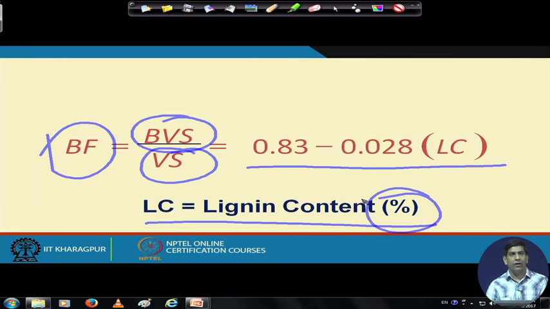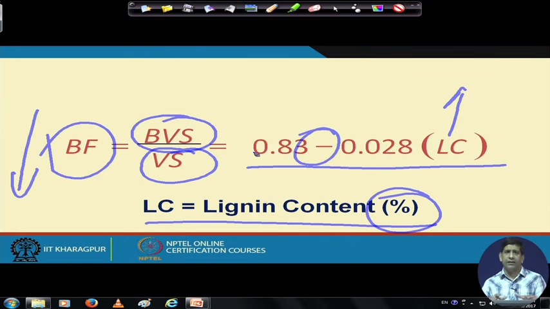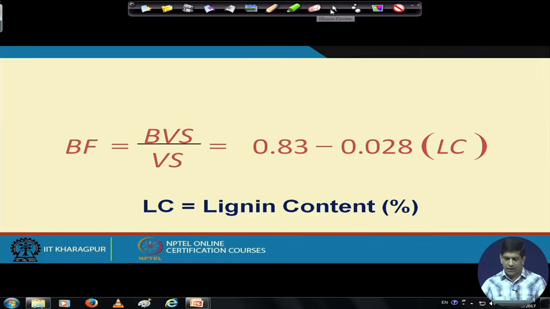So you need to be careful. You need to remember that it's always lignin content in percentage. So 0.83 minus 0.028 times the lignin content, where the lignin content is expressed as percent. As you can see from this formula, the more lignin you have, the less biodegradable fraction, because it's a negative term here. The more the lignin, the less it can be degraded. So that gives you an idea. Using lignin content, we can find out the biodegradable fraction.